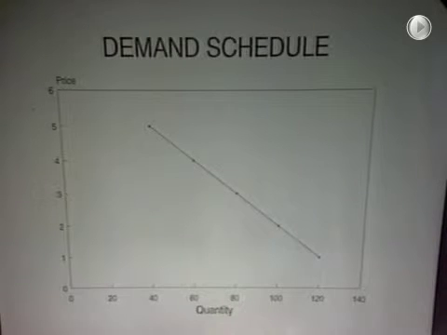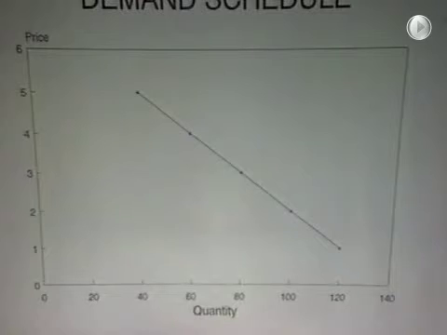Actually looking at the relationship between quantity demanded and its own price, and plotting that relationship, we have our demand schedule, our demand curve. And note, this demand curve slopes downwards from left to right, implying that the lower the price, the larger the quantity demanded. Effectively, we have a negative relationship here.